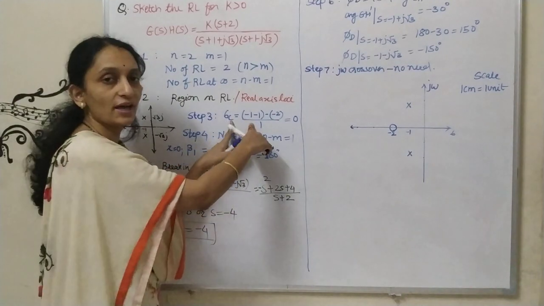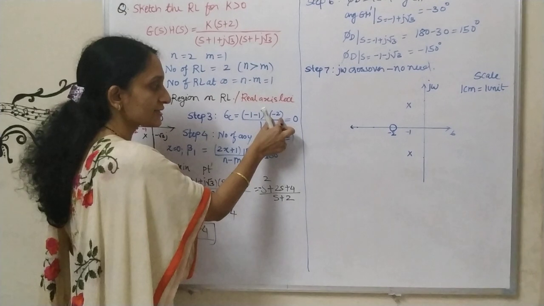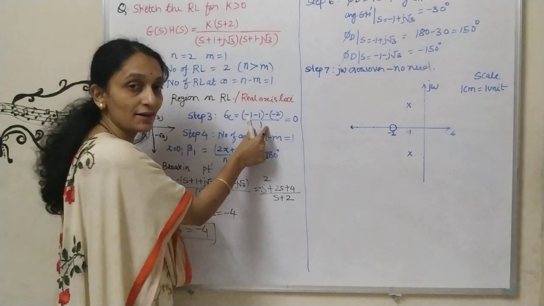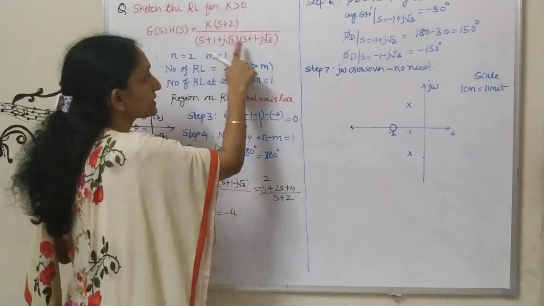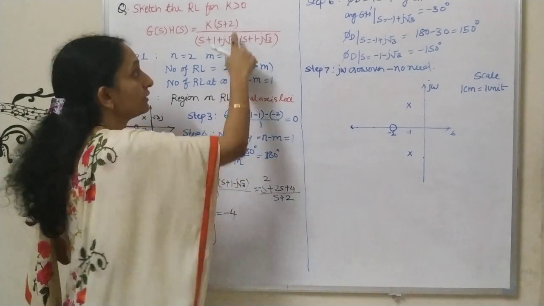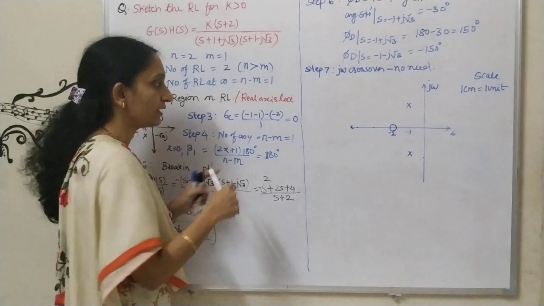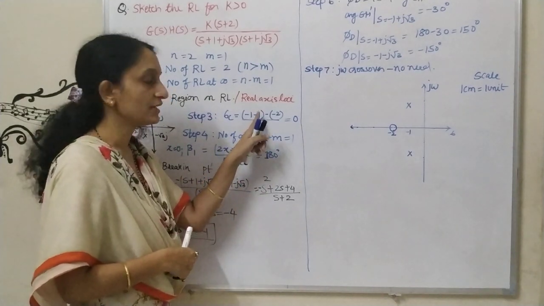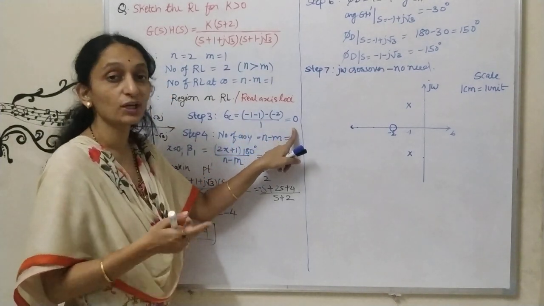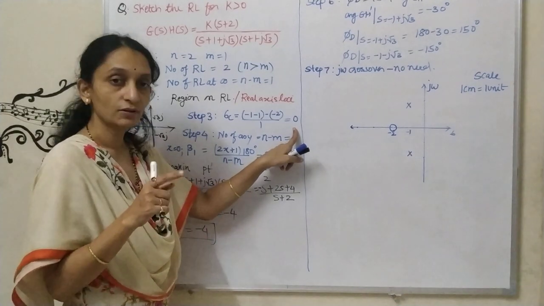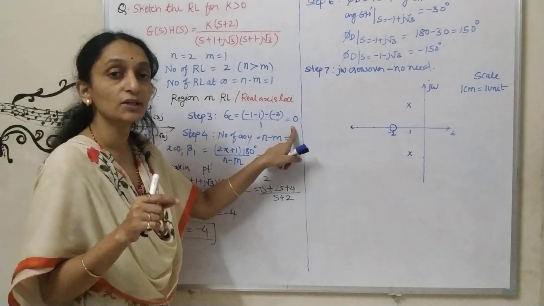Next, sigma c, that is the center of asymptotes, the centroid. The formula is the summation of real parts of poles minus the summation of real parts of zeros, upon n minus m. The real part of the poles is minus 1 each, the real part of the zero is minus 2, and n minus m is 1. So what I am getting is minus 2 plus 2, which is 0. So the center of asymptotes is equal to 0.